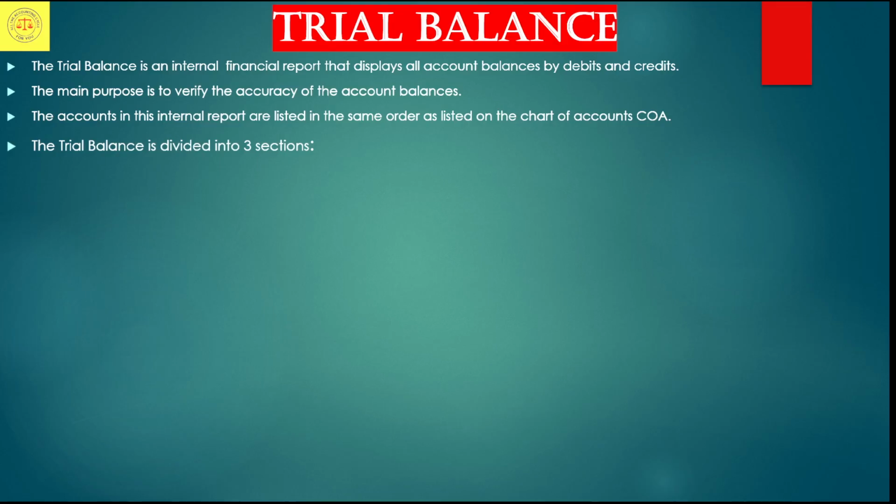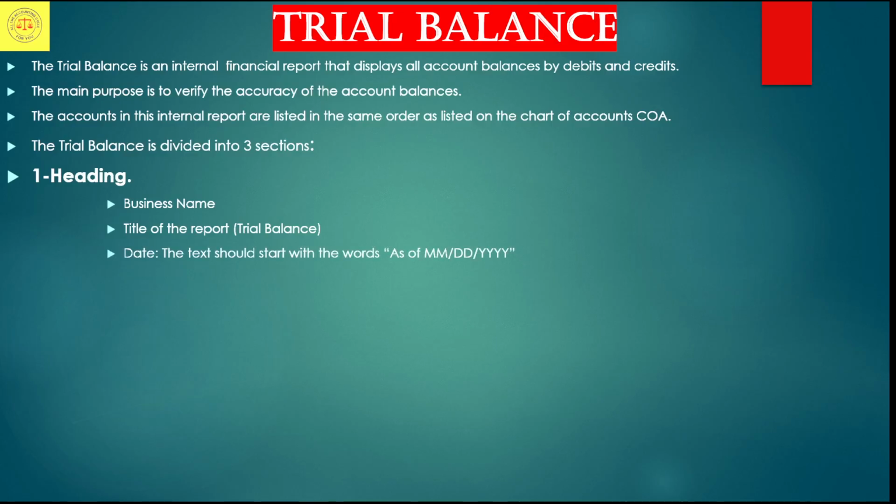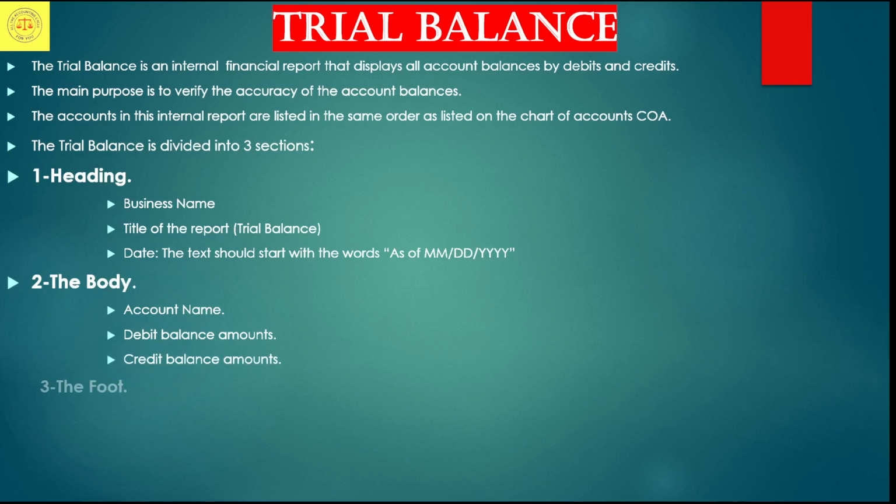The trial balance is divided into 3 sections: the heading, which includes the business name, the title of the report, in this case trial balance, and the day. It should say "as of", because it's a specific day. The body includes account names, debit balance amounts, and credit balance amounts. The foot includes the total debits and total credits, which always should be equal. That's the trial balance.